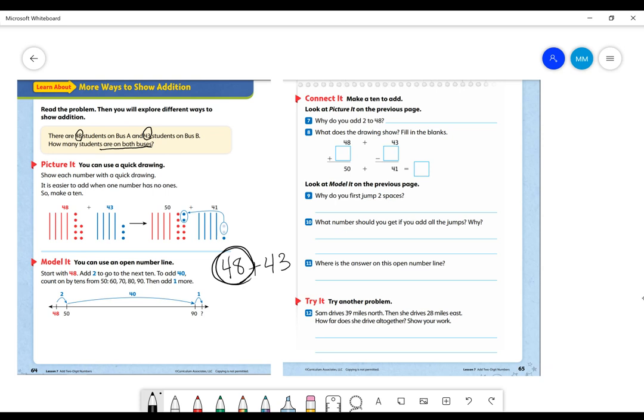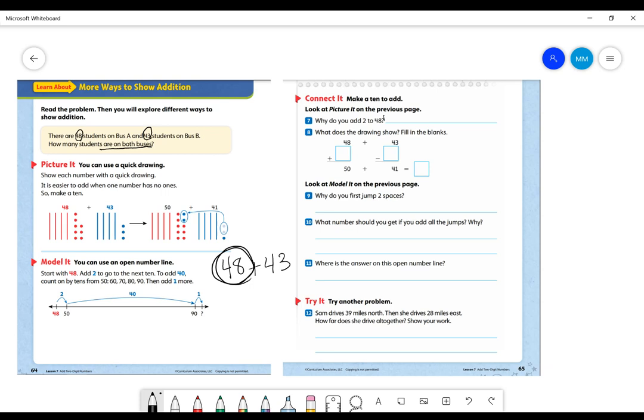So now we are going to connect it. So we just explained all of this. So it says to look at the picture on the previous page. It says, why do you add 2 to 48? So looking over here, we have 48 and we added 2 more. What did adding those 2 more help us do? It helped us get to a group of 10, right?